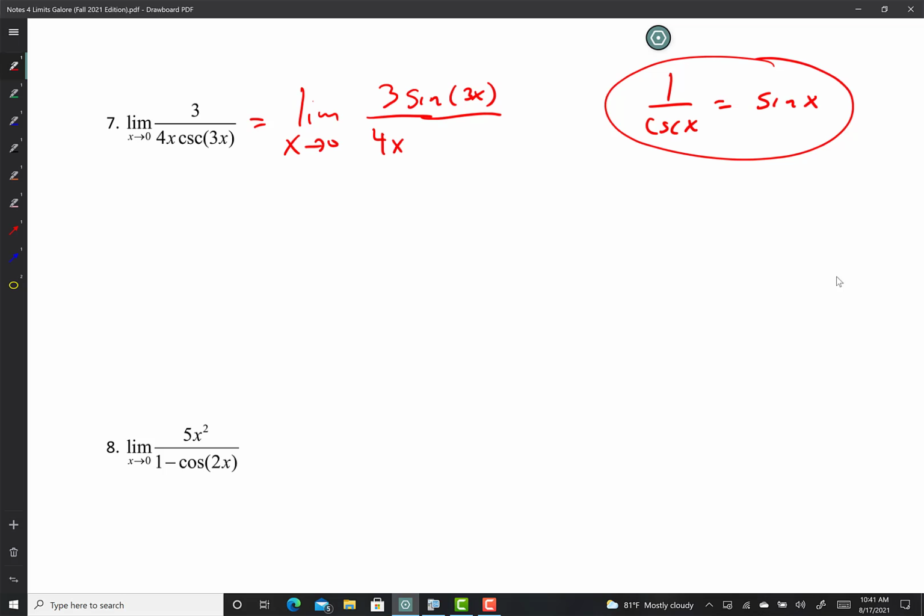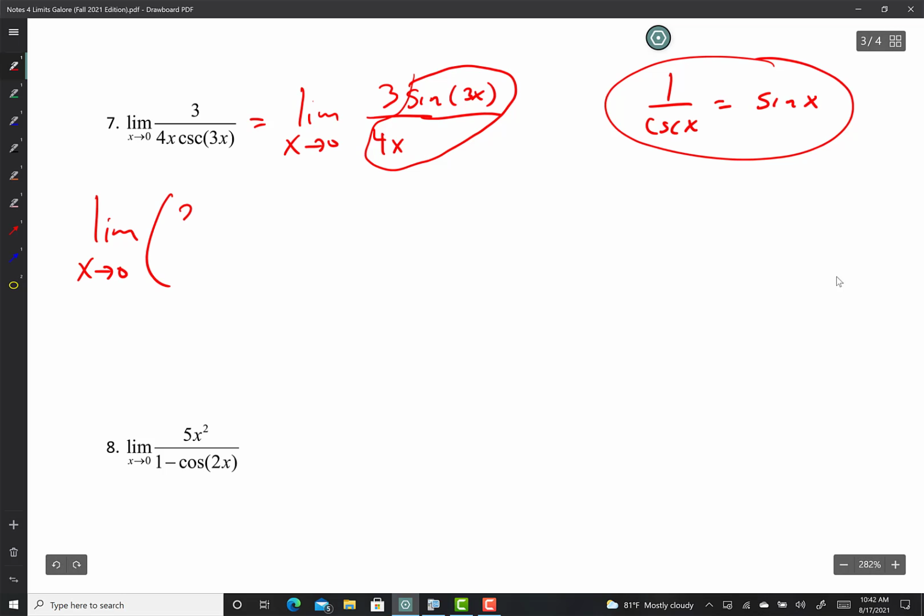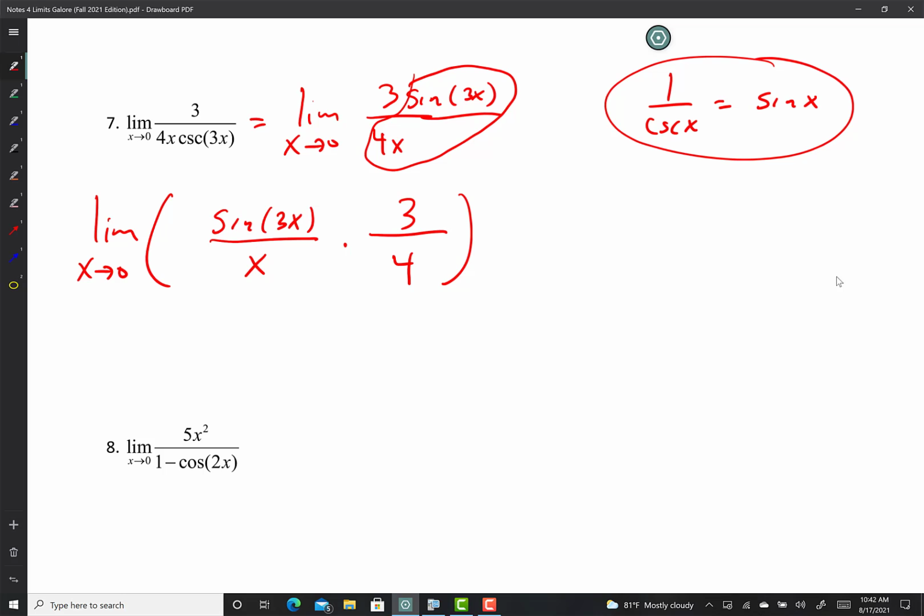Now that I have it like this, I almost have it where, let's expand it, I can do limit as x approaches 0 of sine x over x, giant parenthesis, 3. I'm going to write sine 3x, and then I'm going to write over the x times 1/4. Maybe I can move the 3 to the other side, so I move the 3 over here. It looks cleaner. Are we okay?